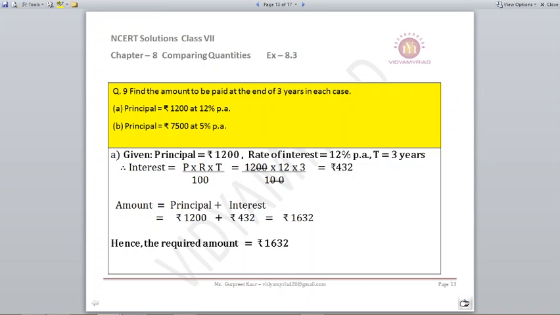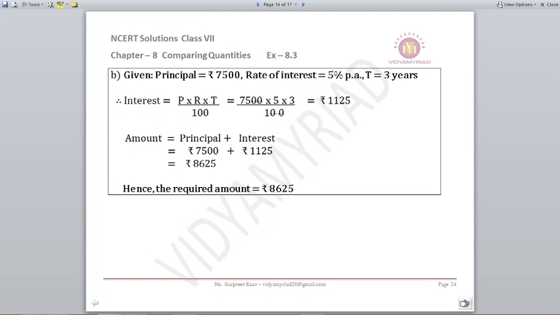But we need to find out the amount. So for the amount, it is principal plus interest. What was the principal? 1200. How much is the interest I am going to pay? 432. So total amount will be 1632, which is to be paid after 3 years.